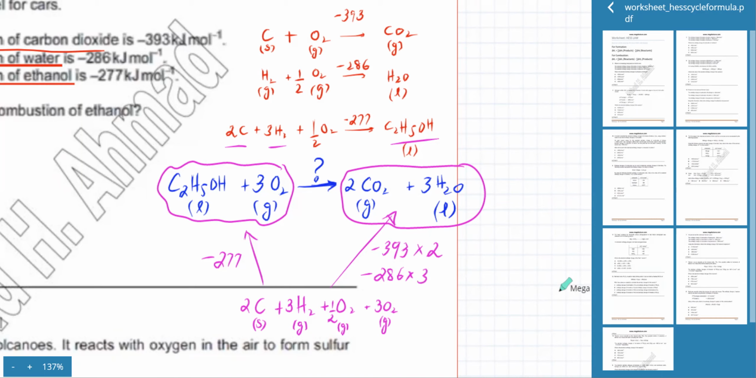Once the Hess cycle is complete, we can now easily do the rest, which is that the enthalpy change of one path should be equal to the enthalpy change of the other path. Let's call this x. So I'm going to do my calculations now.